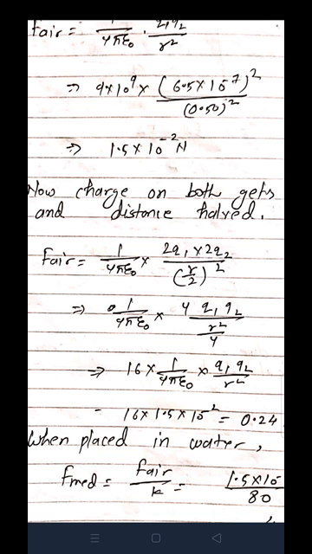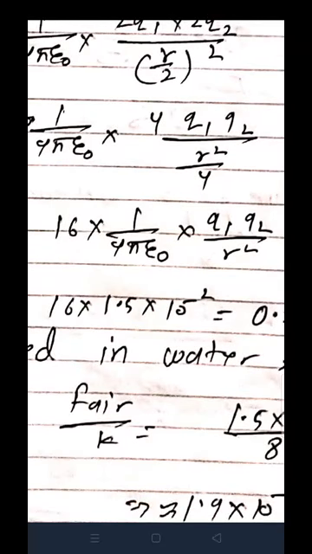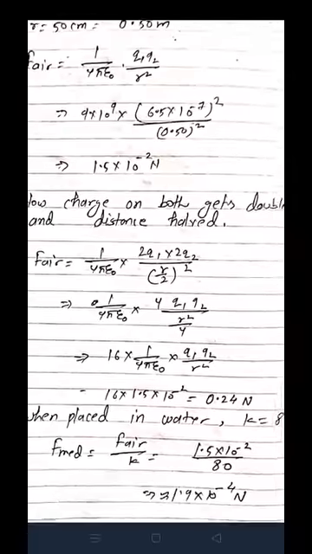So we know that 2 into 2 is 4 q1 q2, and the square of r by 2 is r square by 4. The 4 in the bottom will go to the numerator, it will be multiplied by the 4 over there, and it becomes 16. 16 into 1 by 4 pi epsilon naught q1 q2 by r square. Again you can see over here that it is 1 by 4 pi epsilon naught q1 q2 by r square, the value of which we have already calculated in the first part.